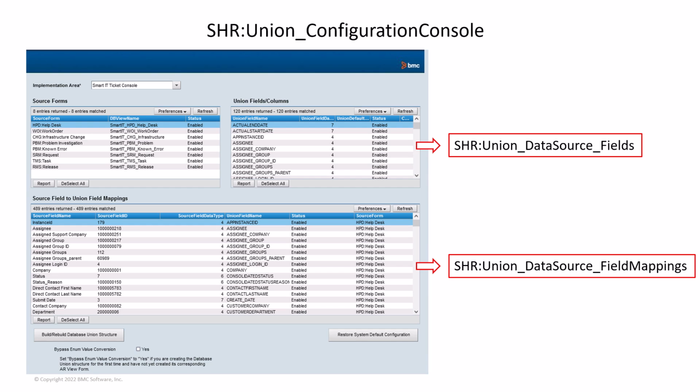So let's now take a quick look at a demo that shows how a custom column is added to the ticket console using these steps.